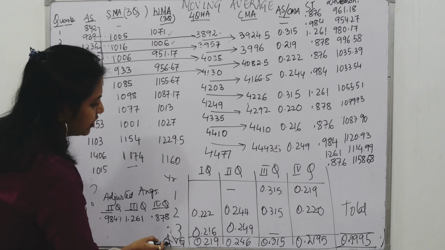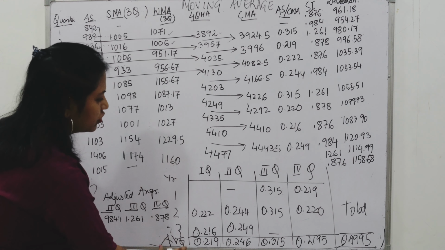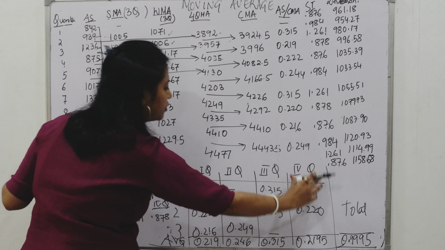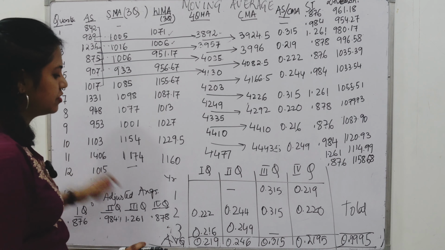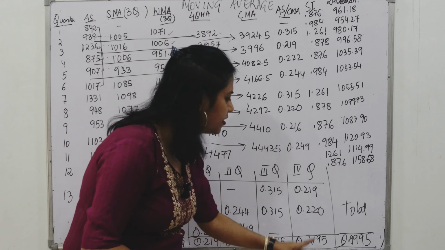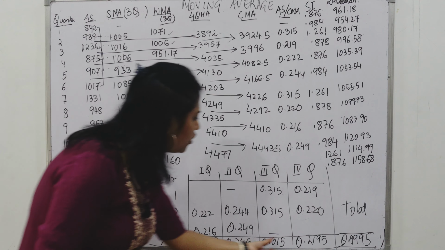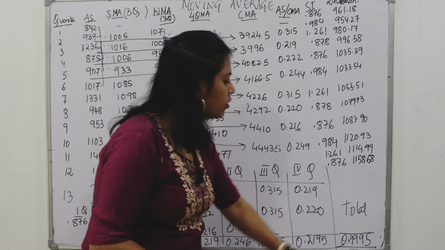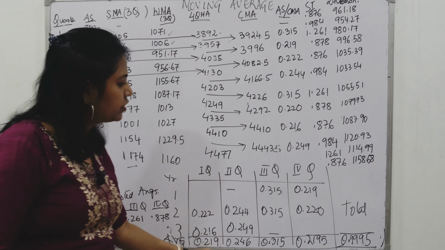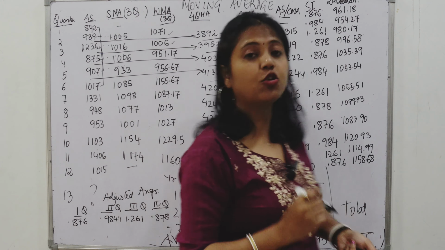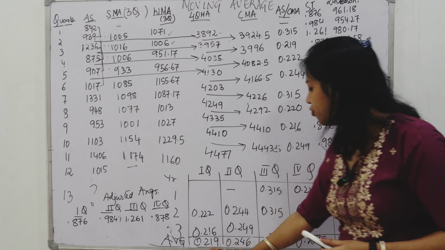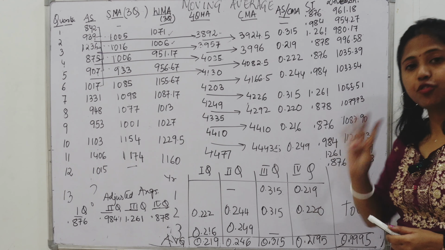So I'm writing here the average of quarter 1 of all the 3 years, quarter 2 of all the 3 years, quarter 3 of all the 3 years, and quarter 4 of all the 3 years. Now I will total all the averages. It comes to 0.9995. Now, this total should be equal to 100% or 1 per quarter. So the total should be 1, which means for the 4 quarters, it should be 4.